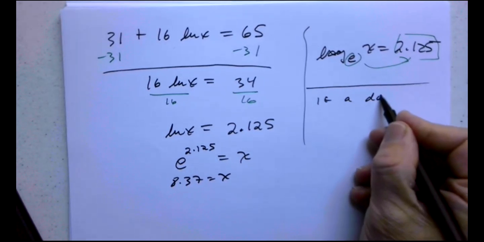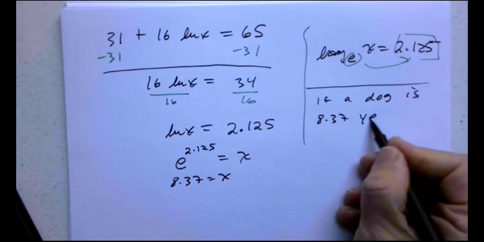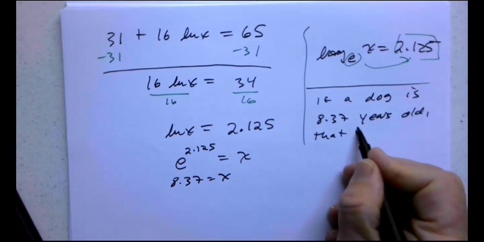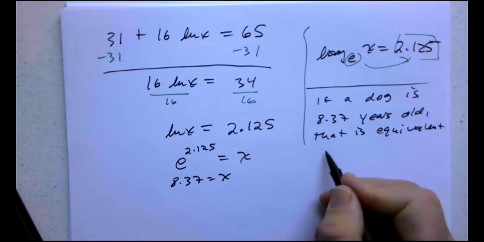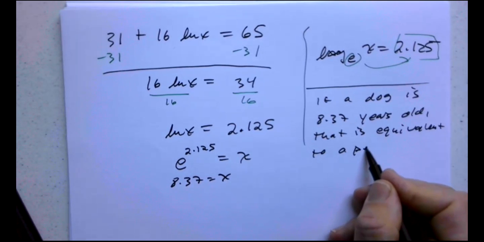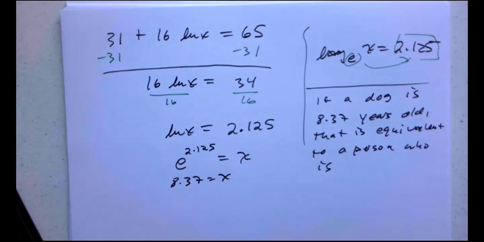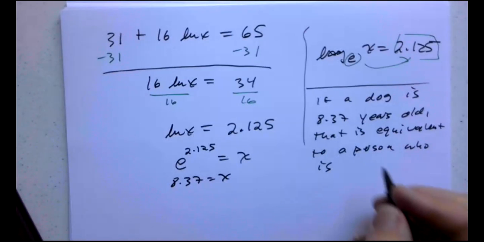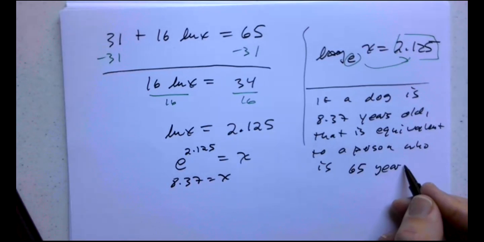So if a dog is about 8.37 years old, that is equivalent to a person who is, what was it? I think we said 65 years old. That's what we said, yes, indeed. Sad to say I lost my previous dog when she was about that age, almost exactly.